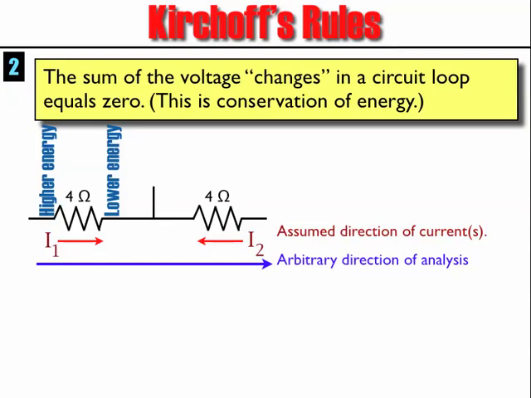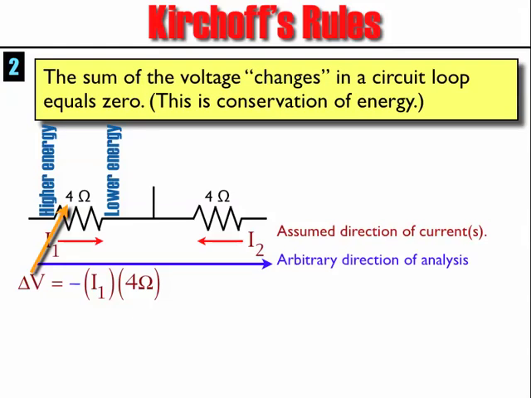So when I look at this, current flows from high energy to low energy. On the left-hand side is the high energy, that's where the current comes from, that's where I1 comes from. And it goes to the right, which is the lower energy. So energy flows from left to right. In order to go from high energy to low energy, I have to remove voltage across that resistor mathematically. So I write that as negative I1 times 4 ohms.